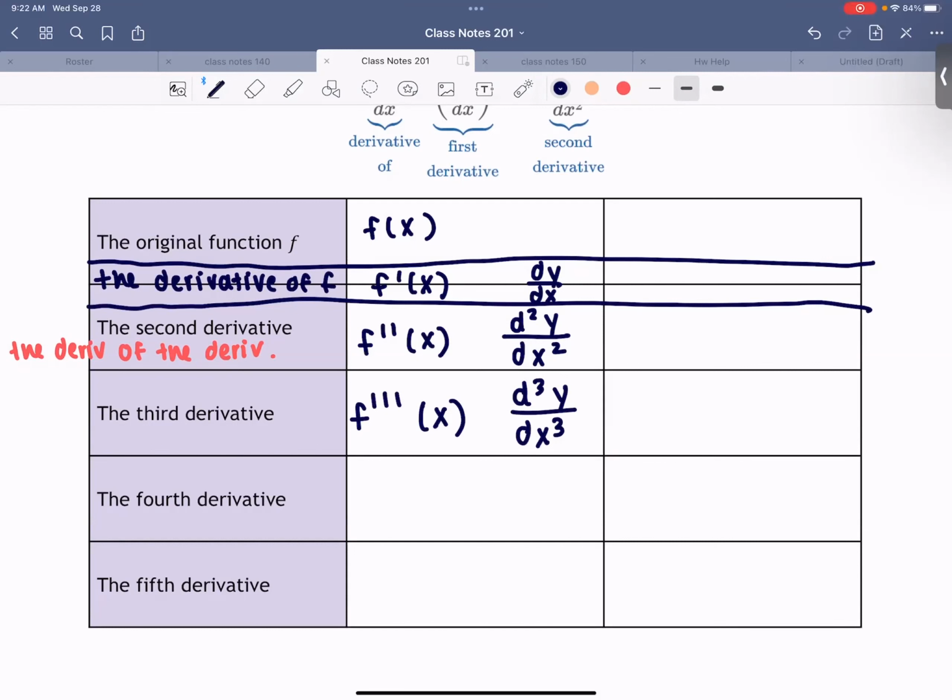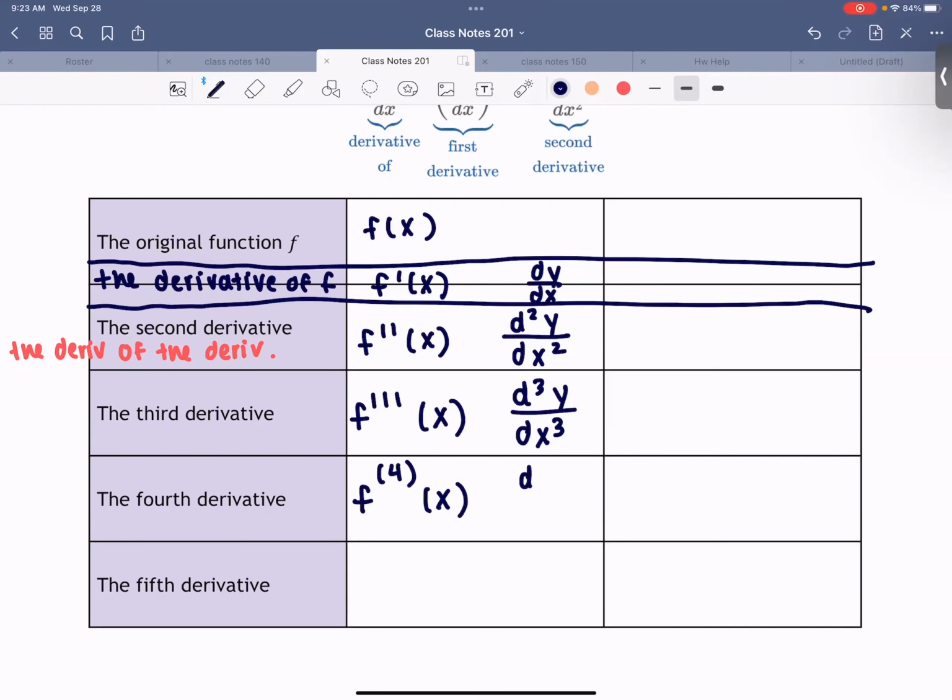F with 4 primes? Actually, we don't call it that. So I was kind of setting you up for failure there. Once we reach the fourth derivative, we usually don't put a bunch of primes just because it's kind of hard to look at it. We'll put f with a 4 in parentheses of x. Okay, and the 4 stands for 4 primes.